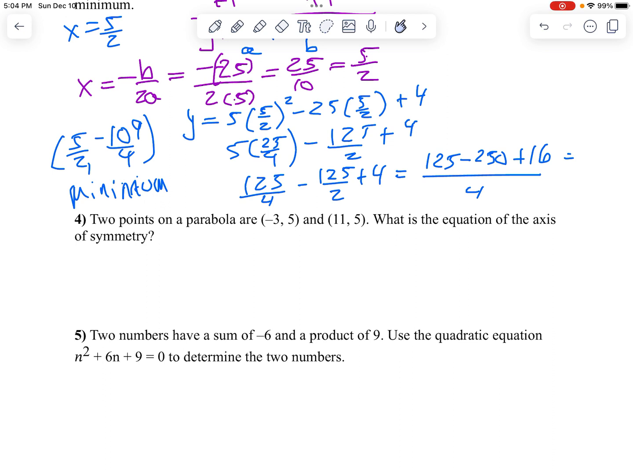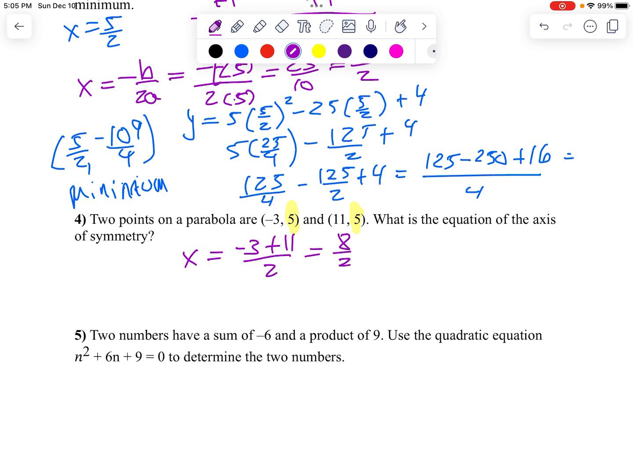And then on the next one, 2 points in the parabola are negative 3, 5, and 11, 5. So what's the equation of the axis of symmetry? Well, notice my y values are the same, aren't they? So my vertex is going to be halfway between these. So what I'm going to do is take half of negative 3 plus 11. That would be 8 over 2, which would be 4. So your axis of symmetry is 4.